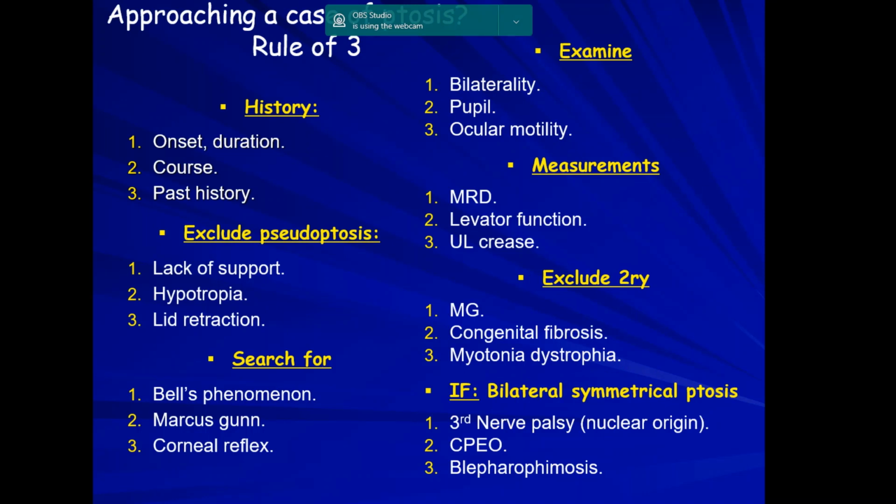So to simplify it for you, rule of three: in history, exclude ptosis and search for three items which affect our decision, examine three, measure three, and exclude secondaries. I think this will make it easy for you to evaluate any case of ptosis. I hope you enjoy it.